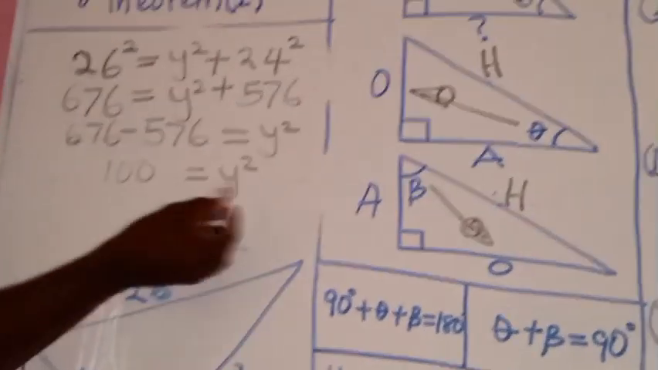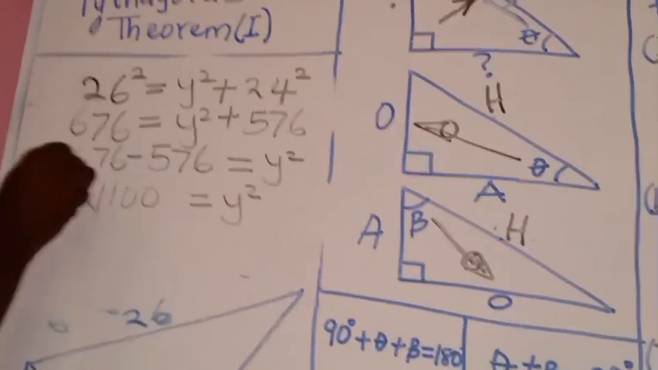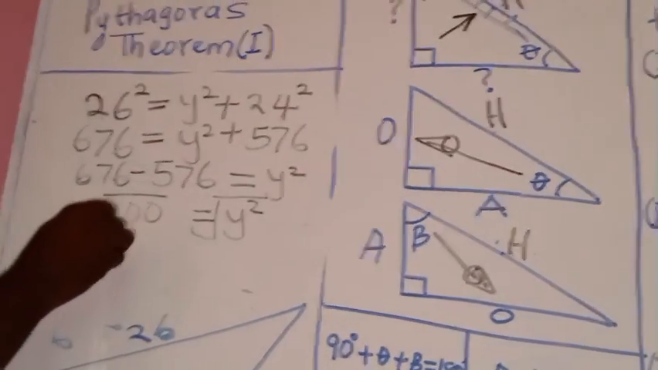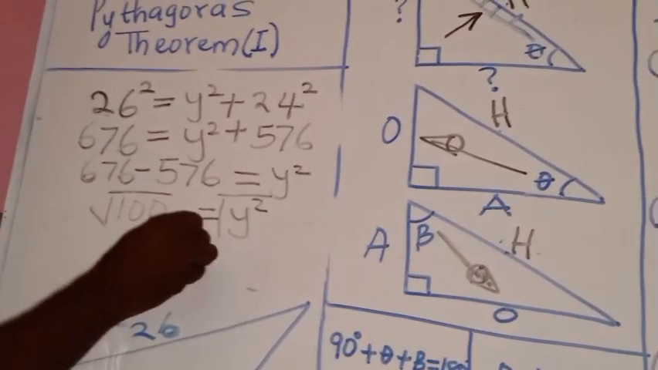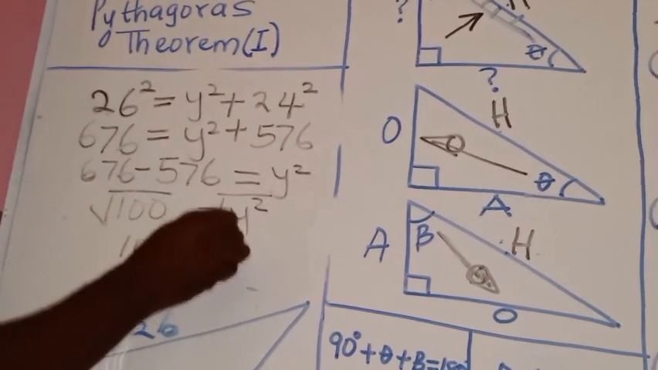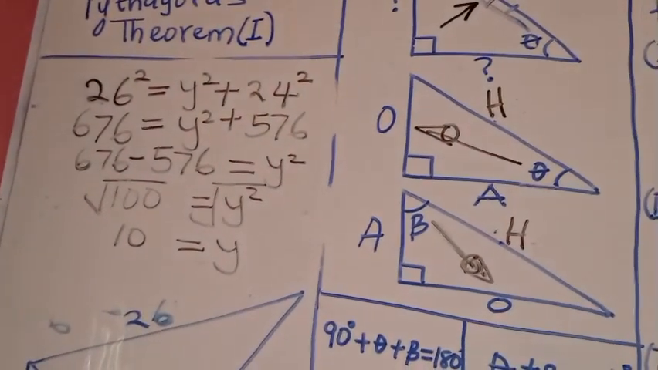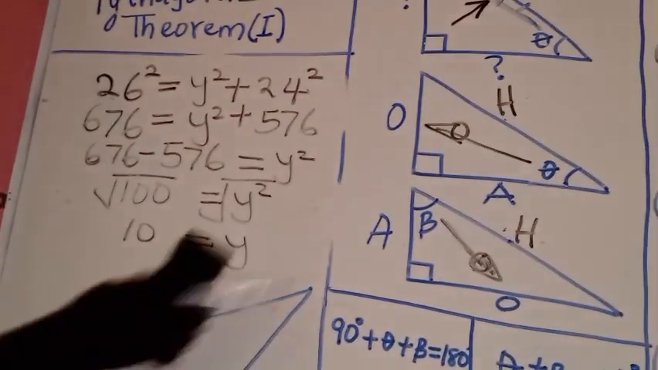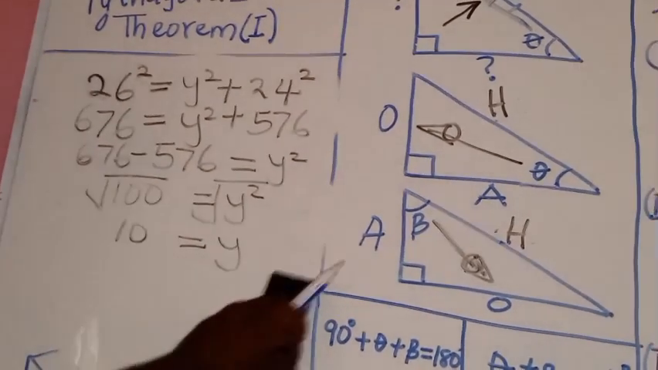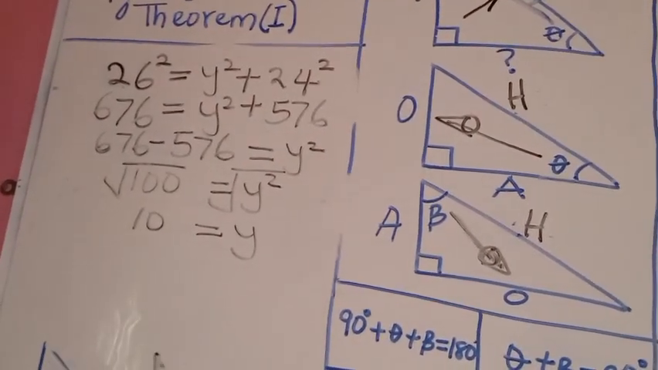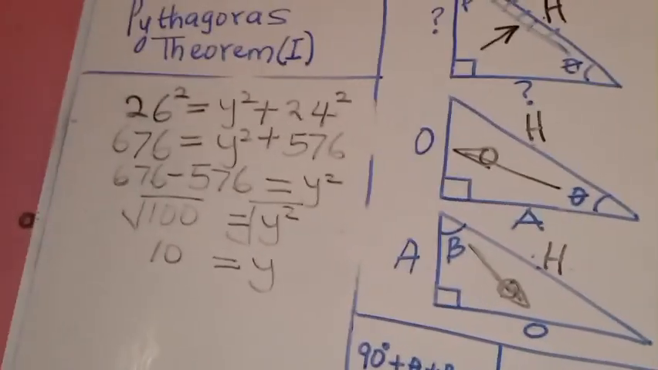Okay? If you find the square root of both sides, we have the square root of this and the square root of this. The square root of 100 will give you what? 10. And the square root of y squared will give you what? y. Okay? So now it remains our x. So we have gotten our y, so we can now get our x from the other part of the figure, the other component.